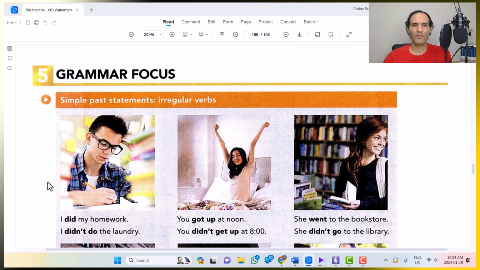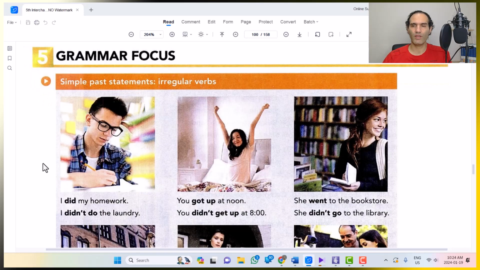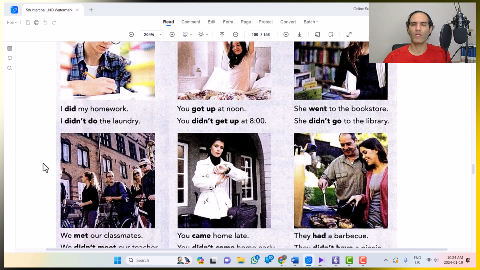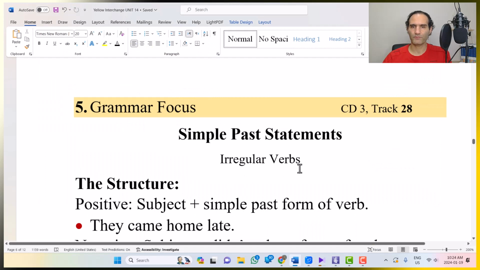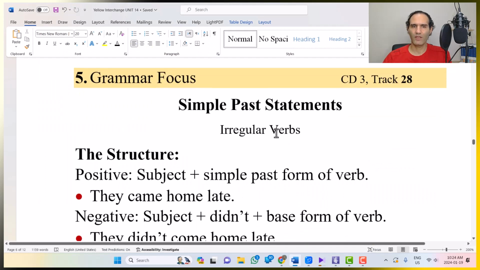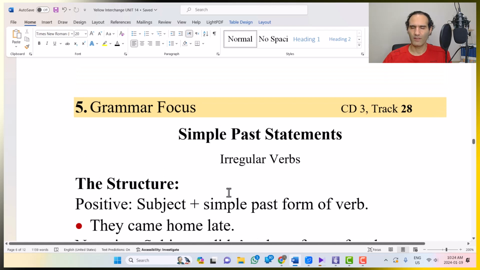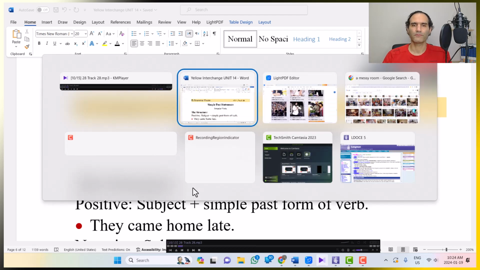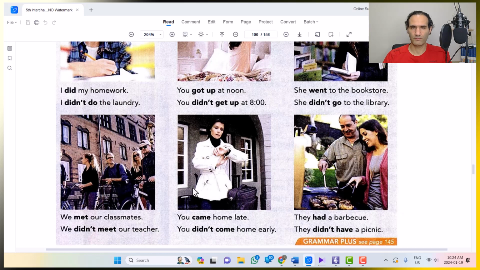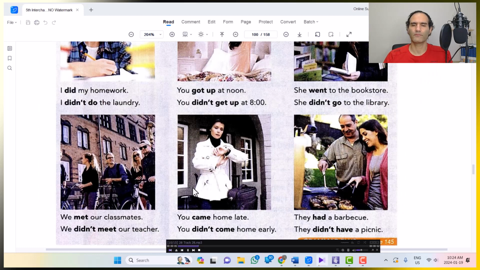Exercise 5, my friends, simple past statements, this time irregular verbs. Some of the verbs are irregular, so we need to memorize them. Here we've got a list. Now let's go here. Simple past statements, irregular verbs. Let's listen to that, and after that, go for it. Page 94. Exercise 5. Grammar focus.